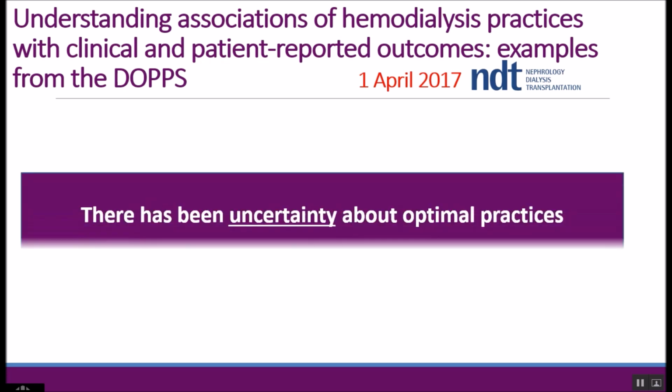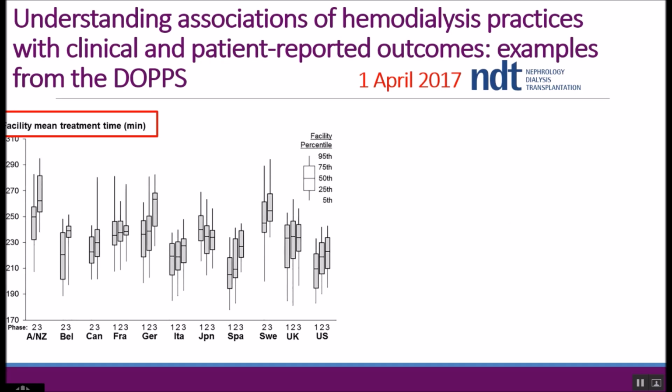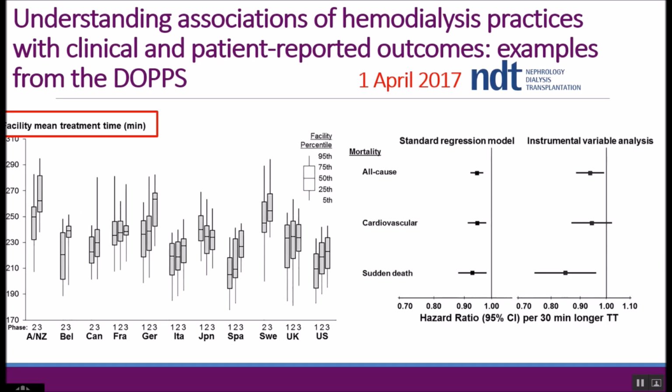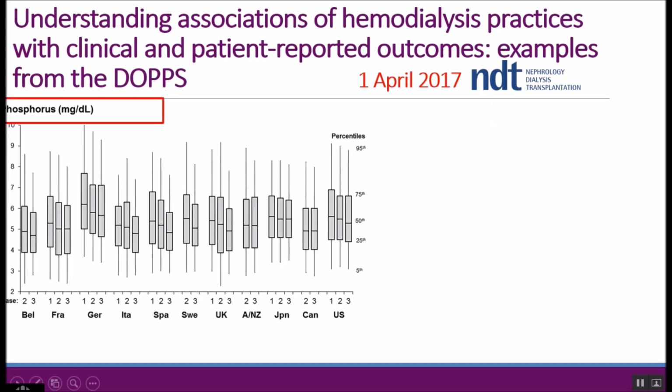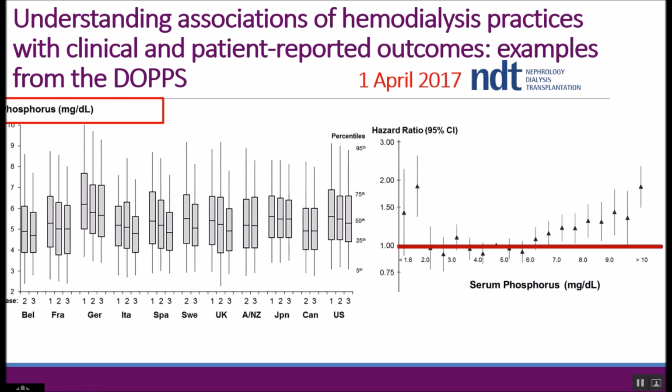From the DOPPS study, many markers of survival have been identified, including the time. More prolonged time is associated with better survival. Serum phosphorus has a U-shaped pattern. High serum phosphorus is associated with higher mortality, and so is lower serum phosphorus, because it reflects the nutritional status of the patient. So it is U-shaped. Optimal serum phosphorus is in the middle.